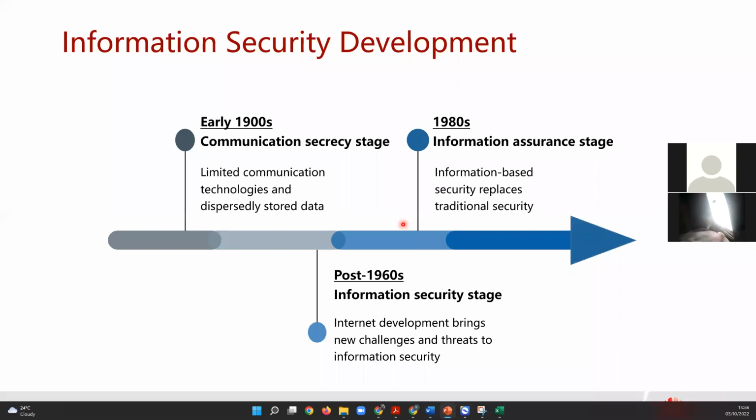Who has an idea, what's the name of the guy who conceived the World Wide Web? If you have an idea, you can post it in the chat. I'm also checking that. So came the information assurance. And it was Tim Berners-Lee, Tim Lee, yeah.